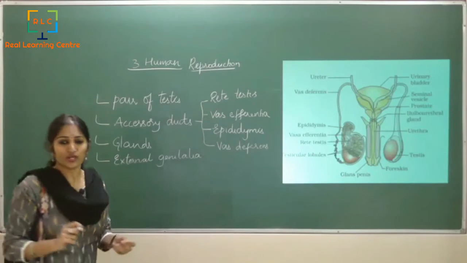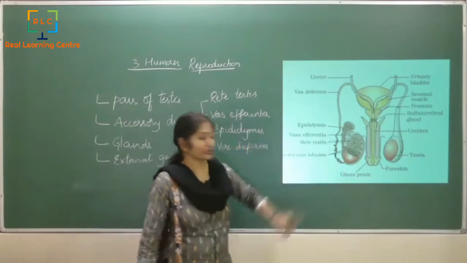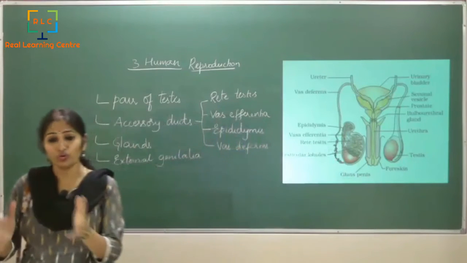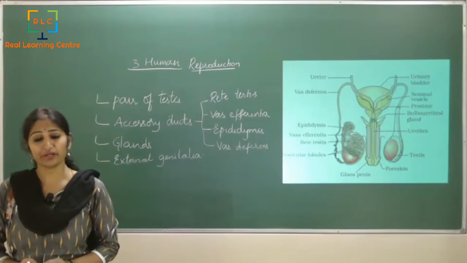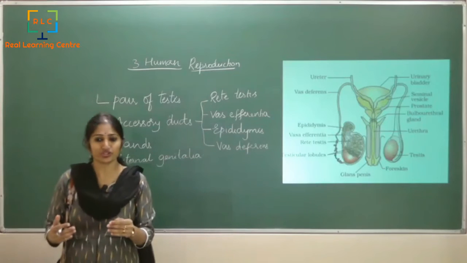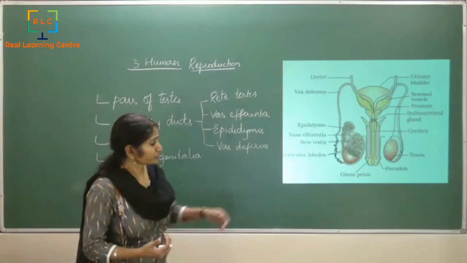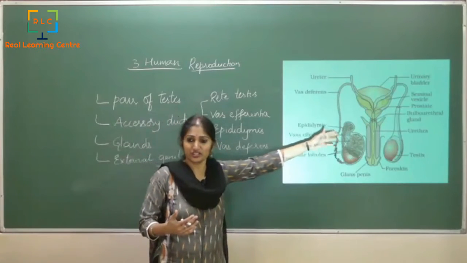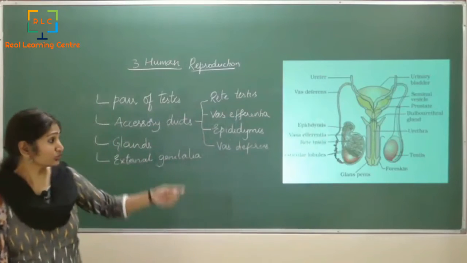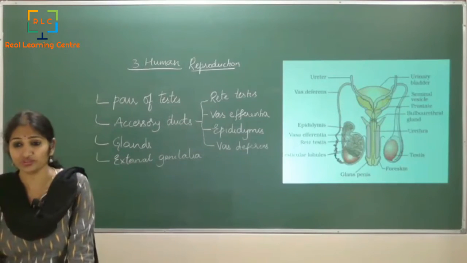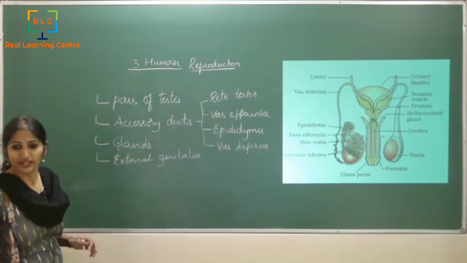Now this vas efferentia comes out of the testis. You see that it is coming out of the testis here, and it opens into a slightly larger tube-like structure which is called the epididymis. Now the epididymis is present on the posterior surface of the testis. Posterior surface is nothing but the back side. So there is this posterior surface on which there is the epididymis.